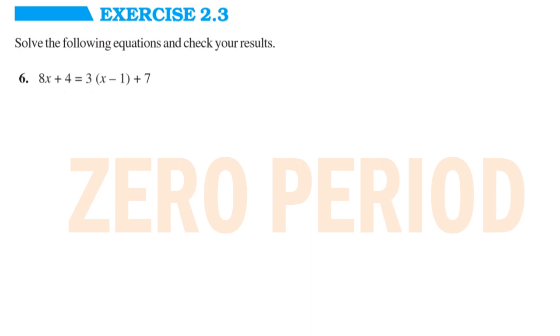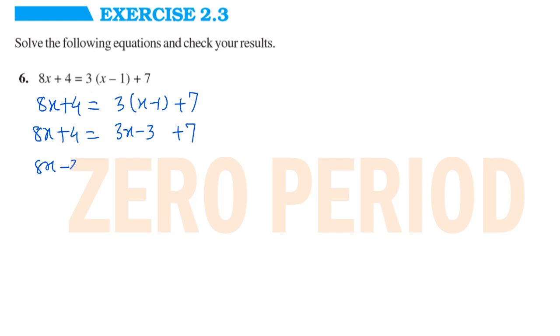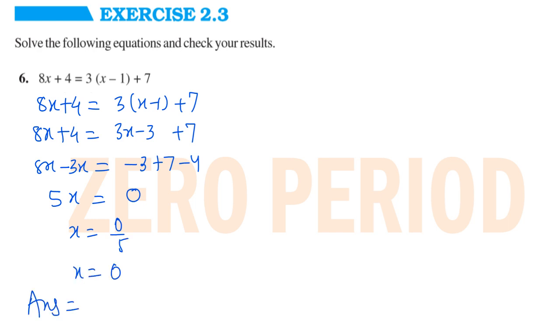Now we reach question number 6, and this time we have a bracket also. 8x plus 4 equal to 3 in bracket x minus 1 plus 7. Open the bracket first. 8x plus 4 is equal to 3x minus 3 plus 7. 8x minus 3x is equal to minus 3 plus 7 minus 4. 8x minus 3x is 5x. And 7 is the only positive number, the rest 3 and 4 are negative, so the resultant will be 0. x equal to 0 upon 5, that means x equal to 0. Your answer is 0 only.